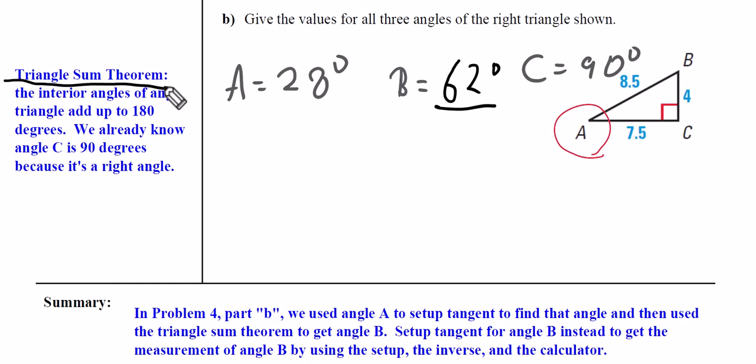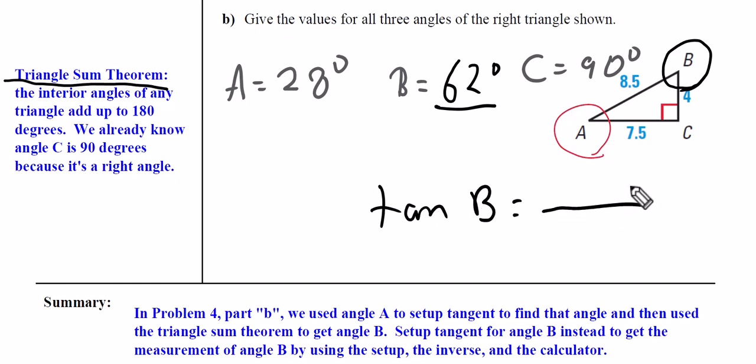What I'm proposing to you is the following. Why don't you try to set up tangent of B? Set up tangent B. What is the opposite street? What is the adjacent street? And then put it in the calculator and see if you get this answer.